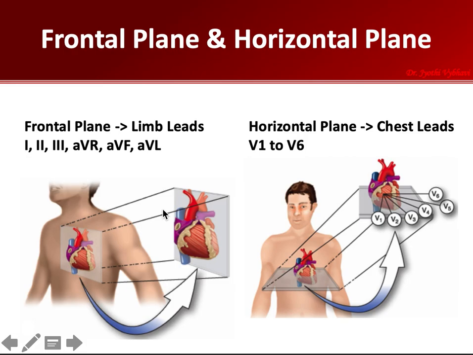Okay, and we already know that there are limb leads and chest leads. Limb leads are lead 1, 2, 3, aVR, aVF, aVL. These are called frontal plane limb leads or just limb leads. They record the frontal cross-sectional area of the heart. The horizontal leads are V1 to V6. They are also called chest leads, and they record the horizontal cross-sectional view of the heart. Can you see? It is recording like this, and this is just recording the frontal plane. I hope you understood this, and that's why we use around 12 leads, to record both the frontal as well as the horizontal plane.